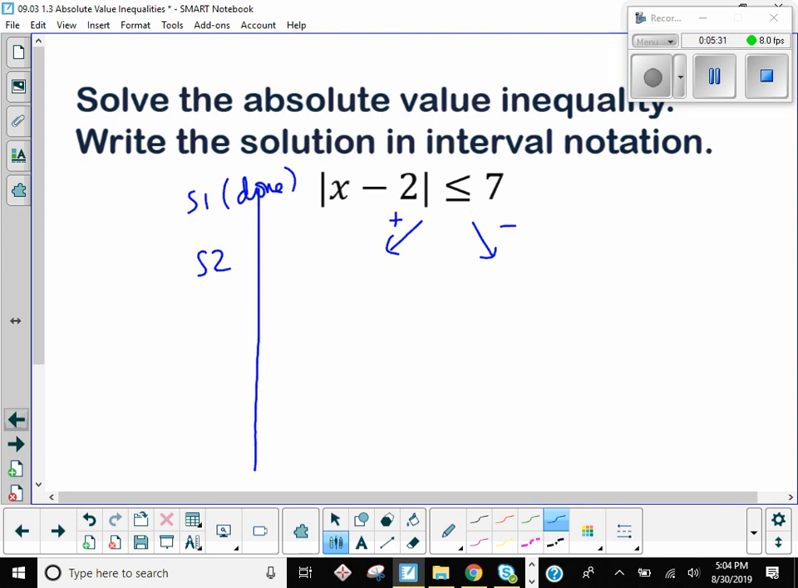So my plus version, drop the bars, the inside stuff stays the same, x minus 2 less than or equal to 7, so everything else stays the same. In the negative version, you drop the bars, the inside stuff stays the same, the 7 becomes negative, and you flip the symbol. So it becomes greater than or equal to.